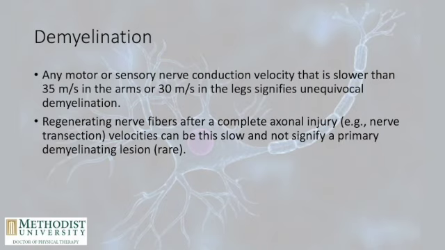Regenerating nerve fibers after complete axonal injury, so for example, if I cut my nerve in half, can be this slow and not signify a demyelinating nerve, or a demyelinating lesion, I should say.